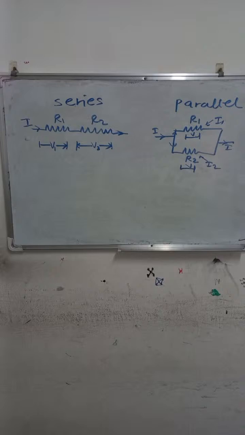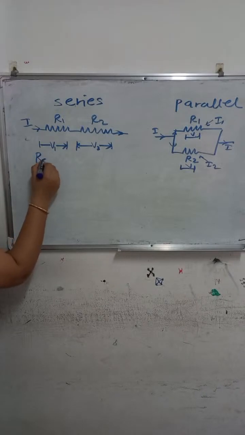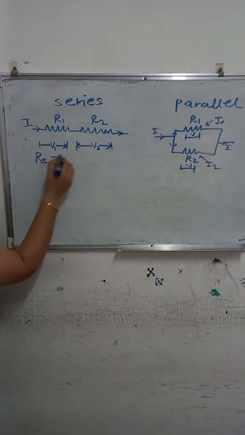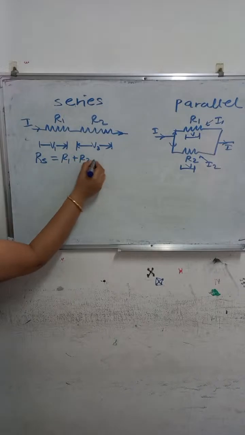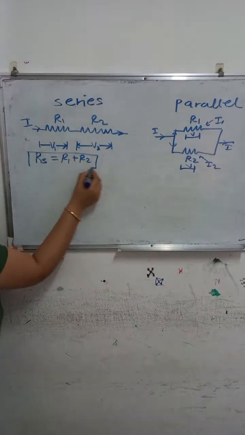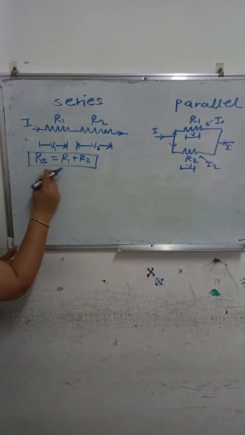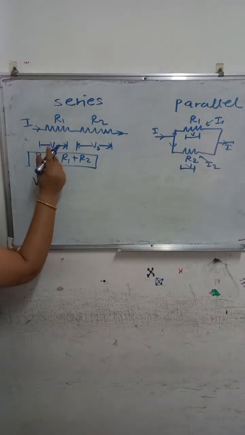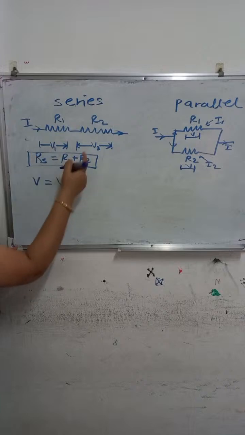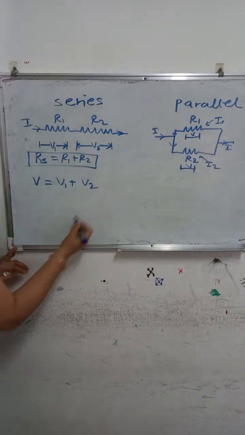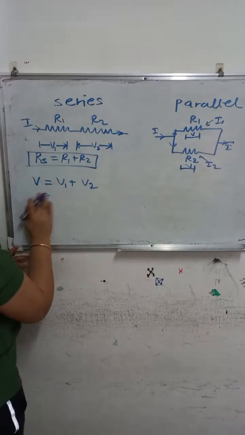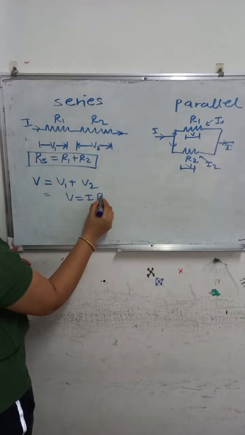And we get the equation in the case of series: R1 plus R2. The final expression for resistors in series is R1 plus R2 and so on. How do we get this? Here we know that total voltage is the voltage across R1, V1, plus the voltage across R2, V2. According to Ohm's law, we know that V is equal to I into R.